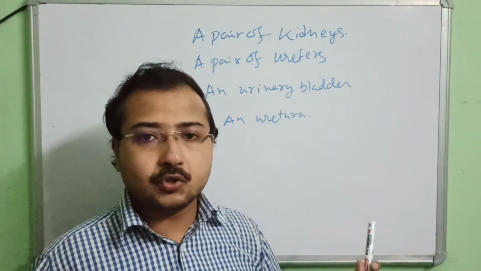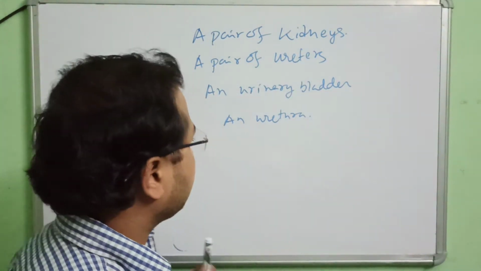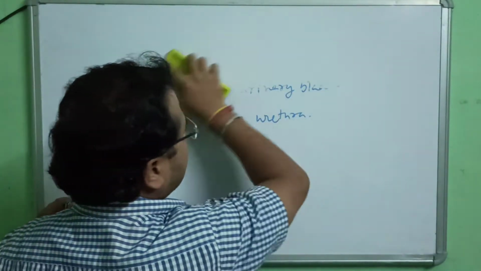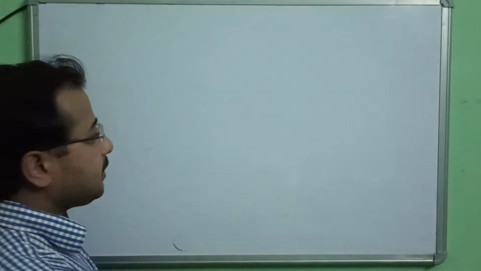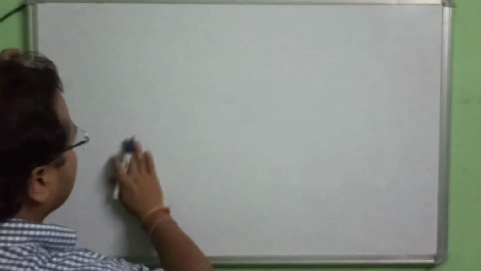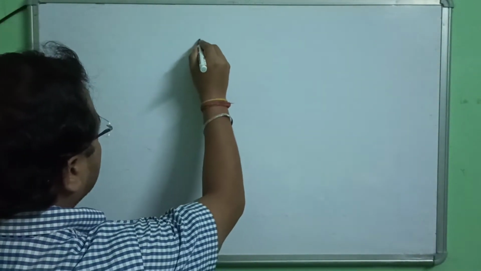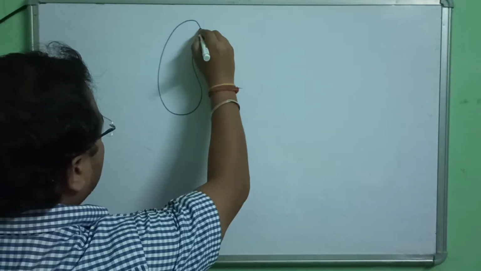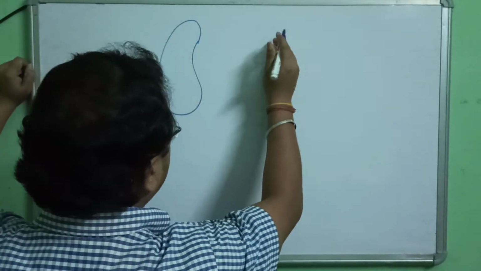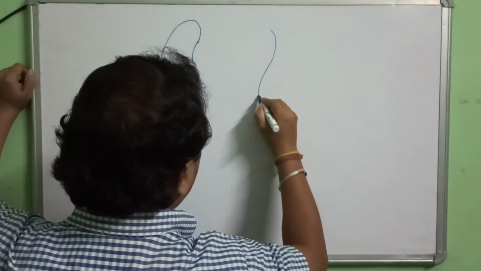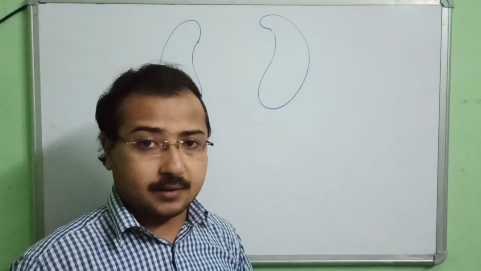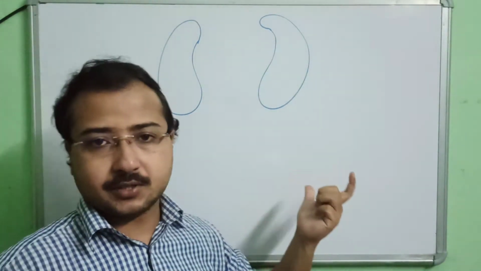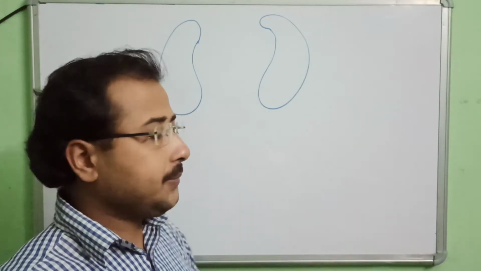I'll be drawing a diagram to show you all these parts now. If you can, practice with me while I am drawing; draw with me in your copy. This will help you learn how to draw it. I am going to draw it in a very simple way, not a very difficult diagram. Two bean-shaped kidneys are there. Draw two kidneys as simple bean-shaped structures.